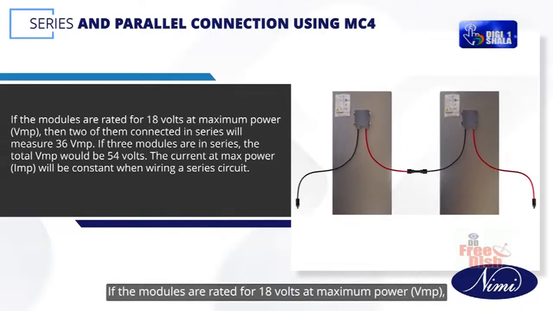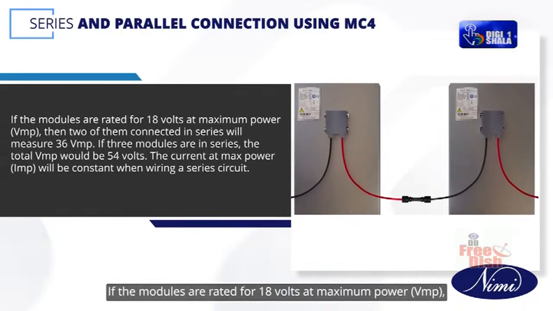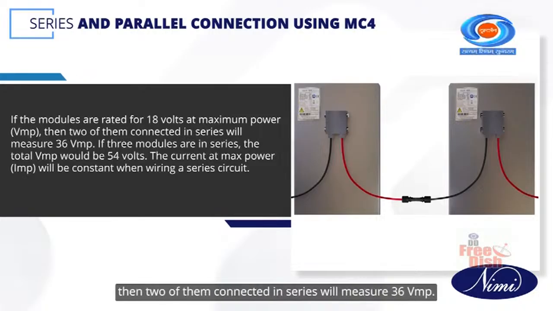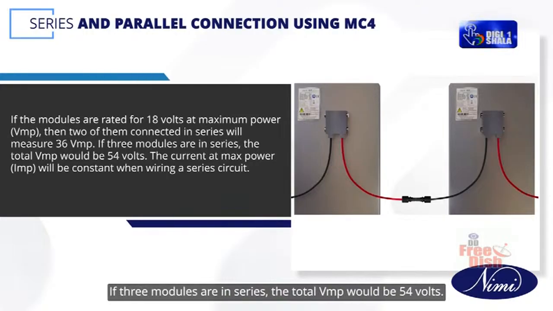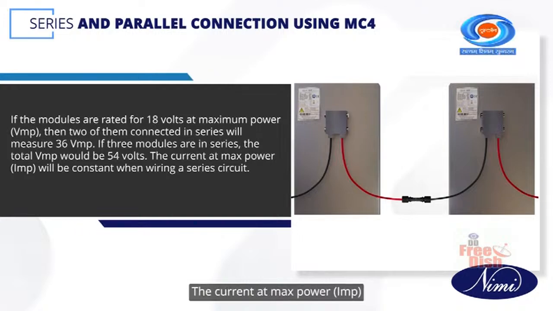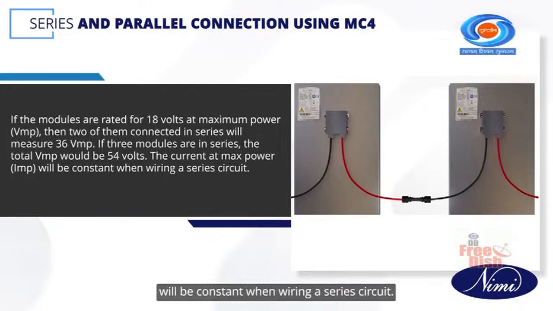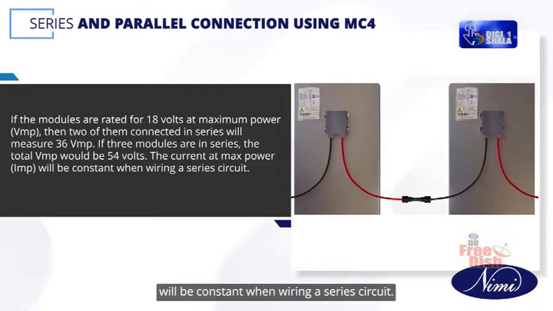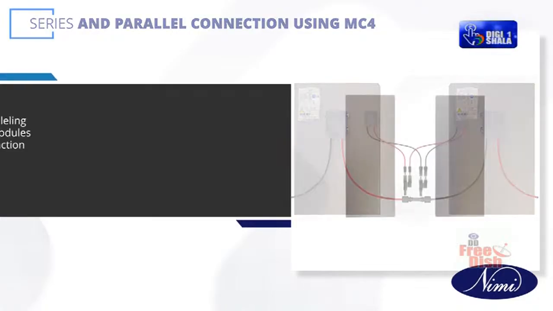If the modules are rated for 18 volts at maximum power, VMP, then two of them connected in series will measure 36 VMP. If 3 modules are in series, the total VMP would be 54 volts. The current at max power, IMP, will be constant when wiring a series circuit.